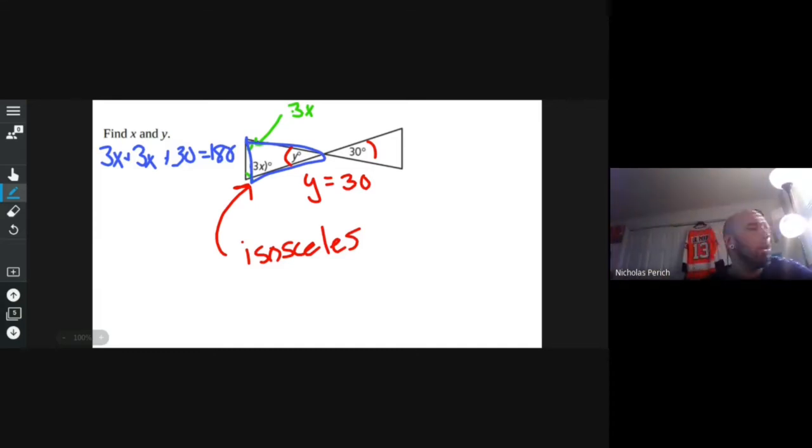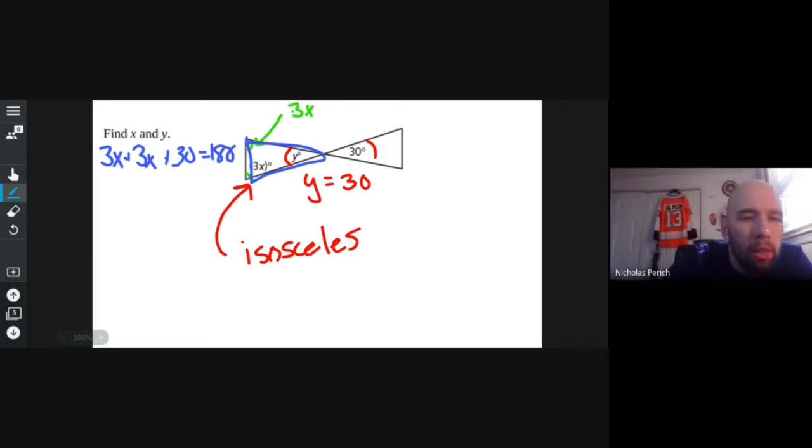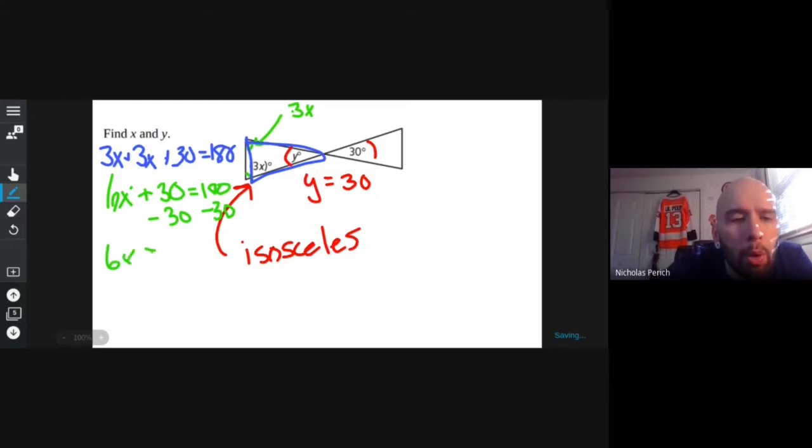So I got Samson with 25. And I tend to agree with him, as I usually do. These add up to make 6x plus 30, and it's going to equal 180. Subtract 30 from both sides. 6x will equal 150. Divide both sides by 6, and that's where the 25 comes from.